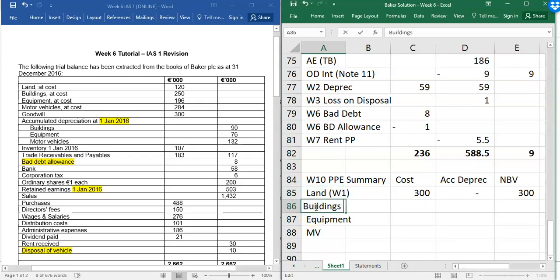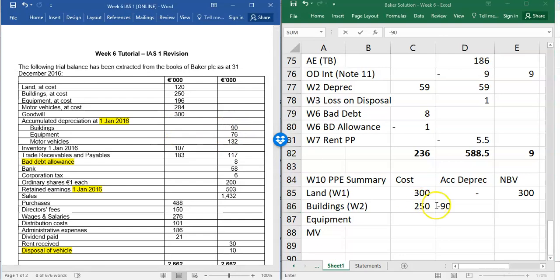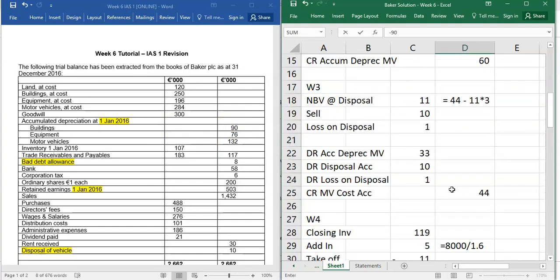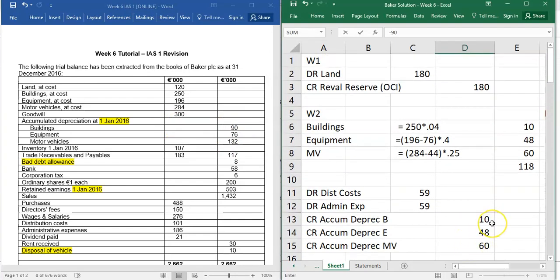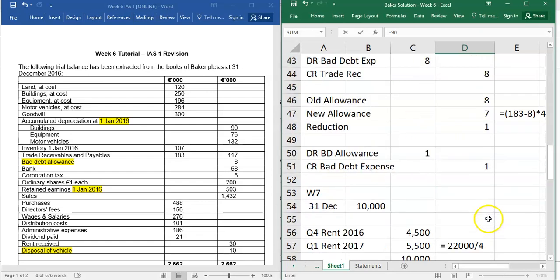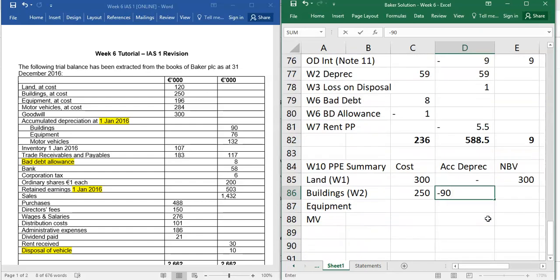Buildings, we have from working 2. The cost hasn't changed, it's going to be 250. Be careful now, you've accumulated depreciation of 90, which is coming from here at the start of the year, but you also have more depreciation of 10 during the year. So you have 100 depreciation accumulated overall. So that means it's going to be 150 of a closing net book value. So I'm just referencing working 2. That comes from 90, opening, and the current year.